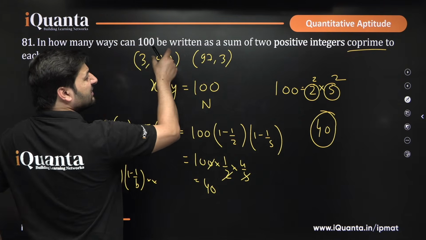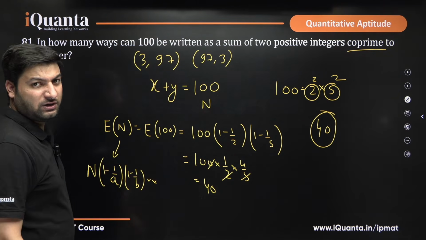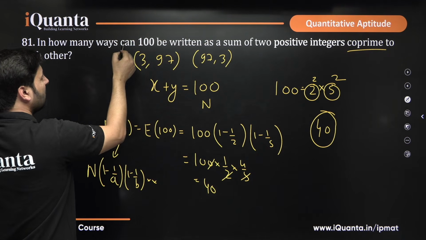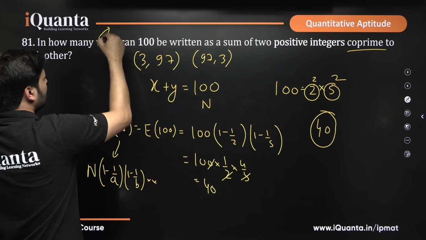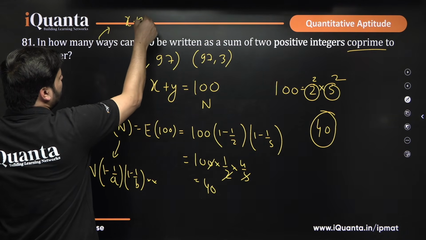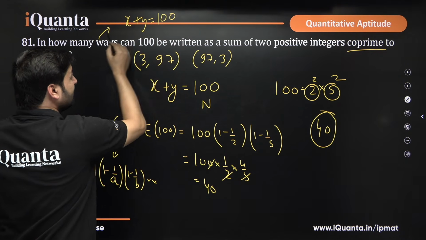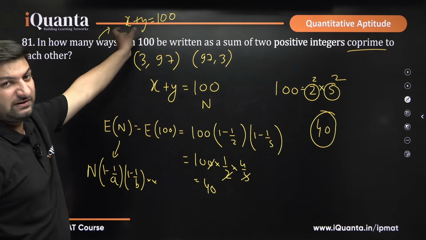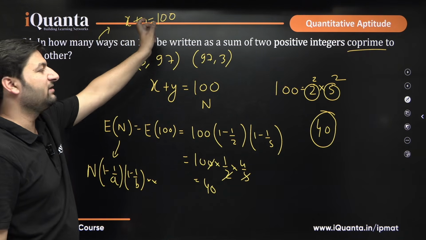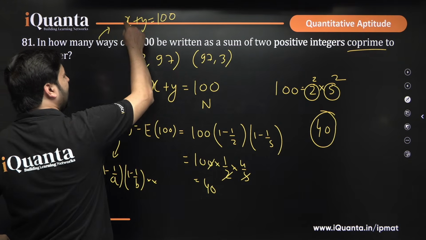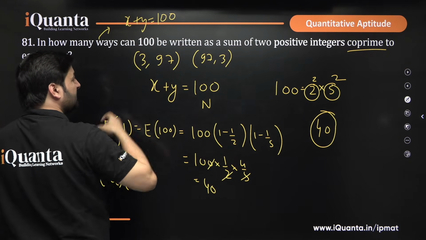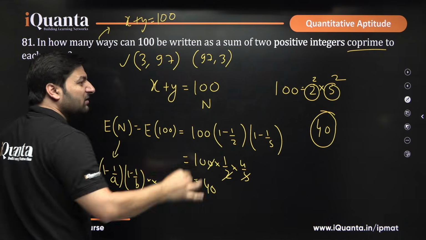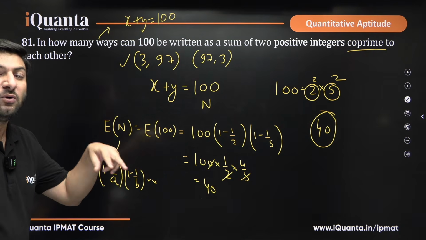But in such questions where variables are not given or the equation is not given... suppose you would have been given in the question something like this, if x plus y equals 100, how many such coprime positive values of x, y exist so that their sum is 100? In that case, x is 3, y is 97 would be a special pair, while x is 97, y is 3 would be a different pair. They would have been counted as different pairs.